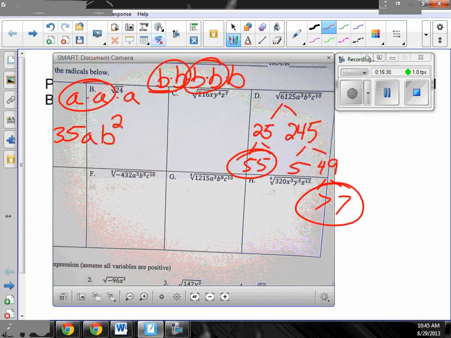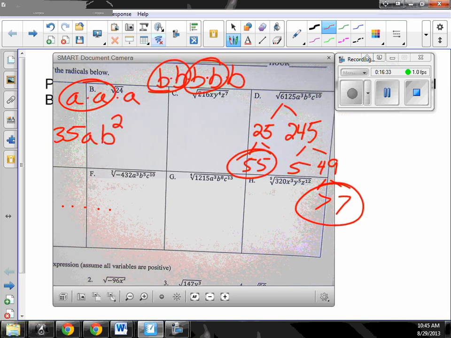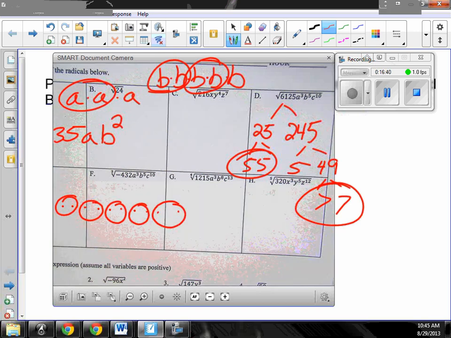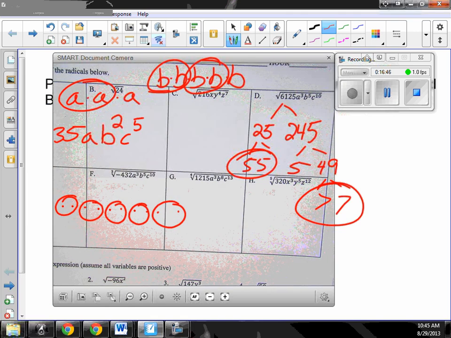And if I write out all my C's, 1, 2, 3, 4, 5, 6, 7, 8, 9, 10, and I start circling groups, I end up with 5 groups with none left over. They all come out. C to the 5th. If this were a negative, if it were negative 6125, I would write an I. But it's not negative, so I don't need an I. Square root.